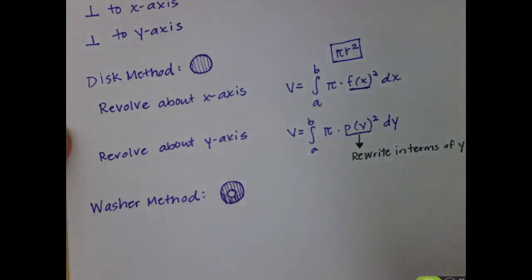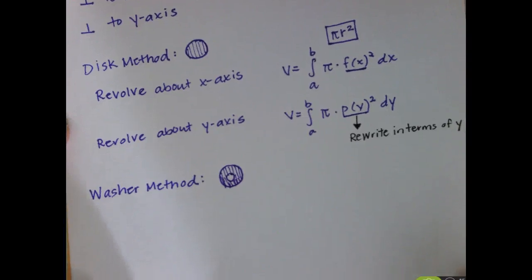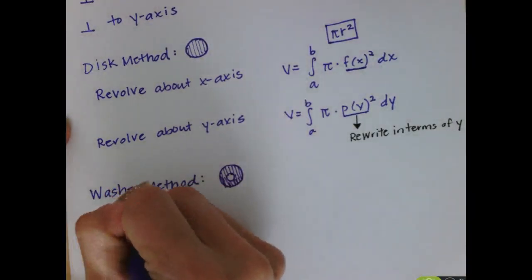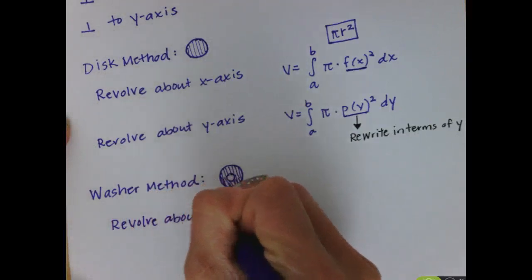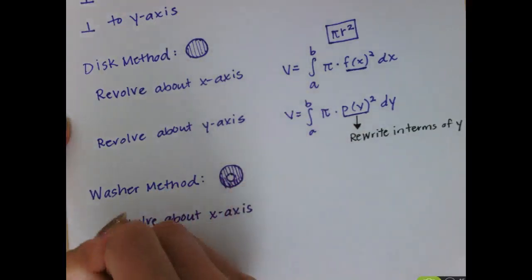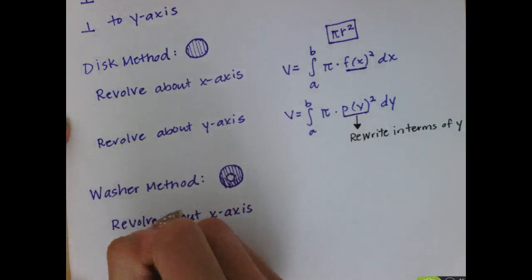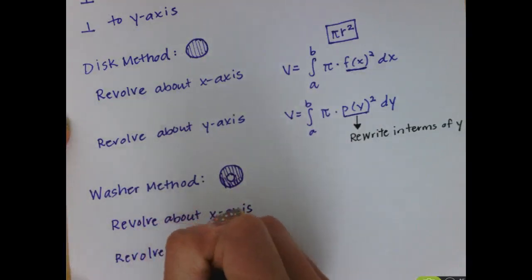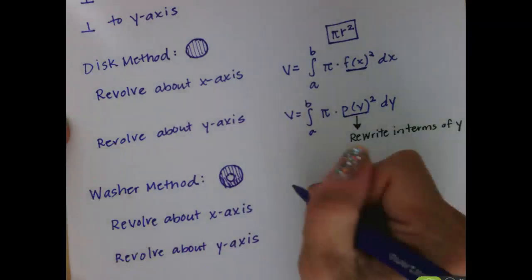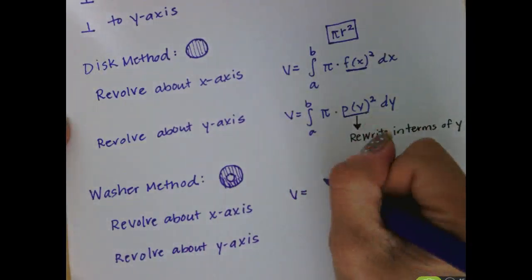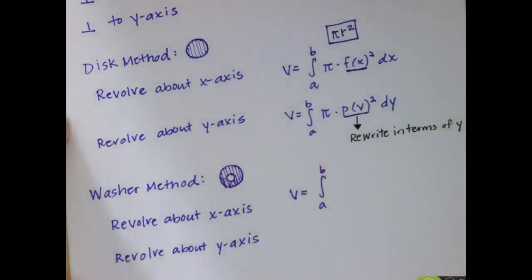So this happens when you have two different functions that are creating the radius of your two-dimensional figure. So that does change our formula just a bit. Again, we want to consider what happens when we revolve about the x-axis, as well as what happens when we revolve about the y-axis. So here we're going to be finding the volume, integrating from a to b.